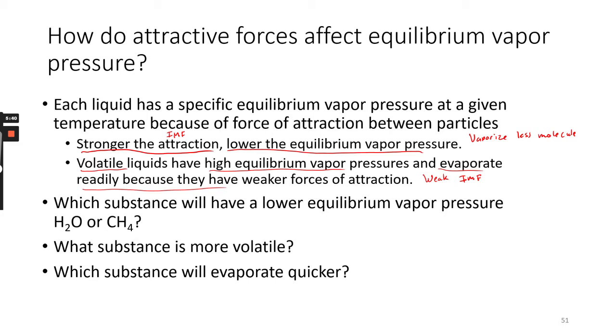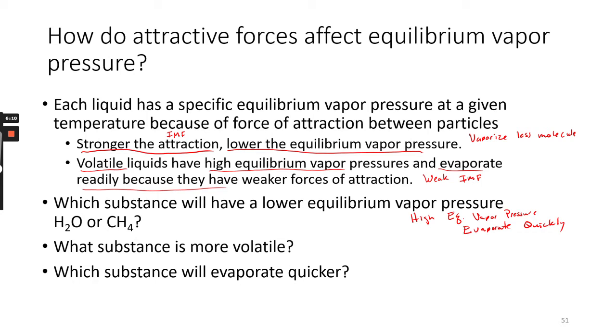Okay, and so here is the corresponding thing that you need to remember. If you have high equilibrium vapor pressure, you evaporate quickly. Because the liquid will turn into a gas very easily. So if you're not in a sealed container, it'll turn into a gas and just disappear and evaporate.